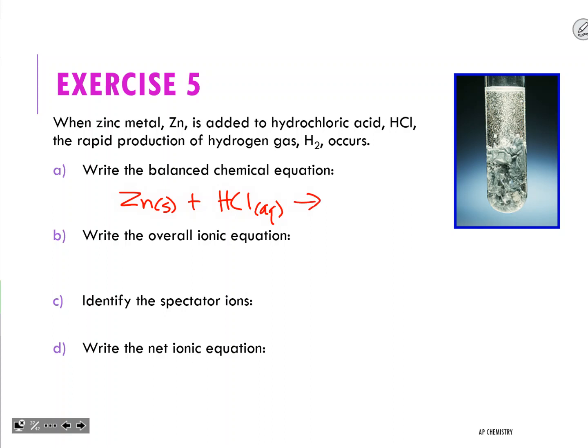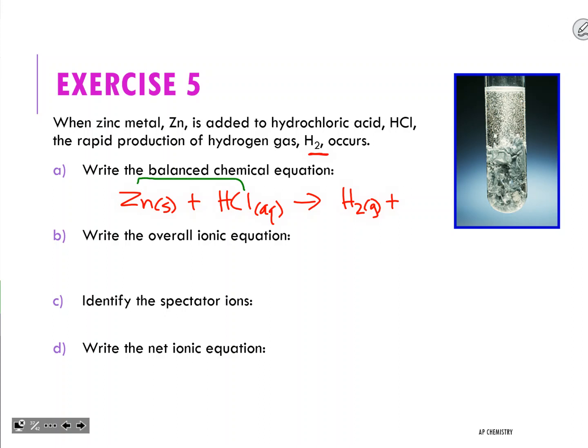Now over here it tells us one of the products, which is hydrogen gas, H2. So what do I put next to my H2? G. Now, it doesn't tell you the other product, but you can figure it out very easily. What is our other product? Zinc must pair up with the chloride here.